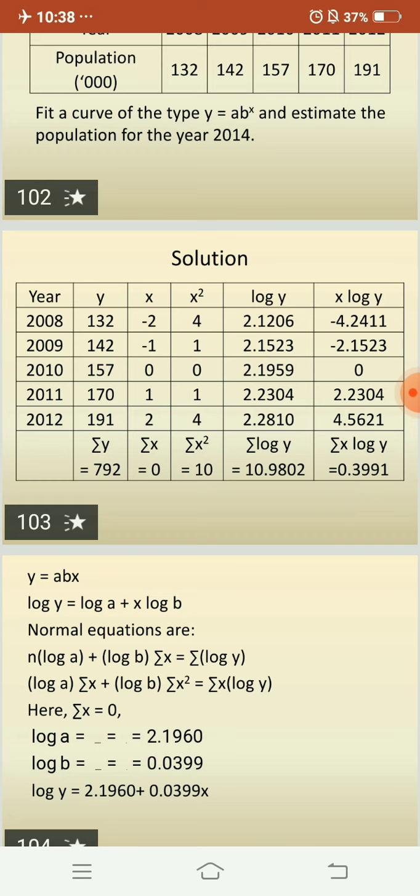And you need to calculate the x square. x square is 4, 1, 0, 1, 4. Summation x square is 10. After calculating the x square values, you need to calculate log y and x into log y. You know how to calculate the log y values: 13th row, second column.